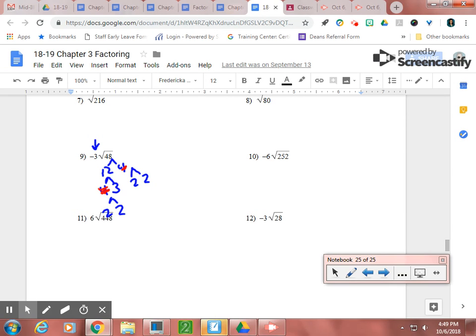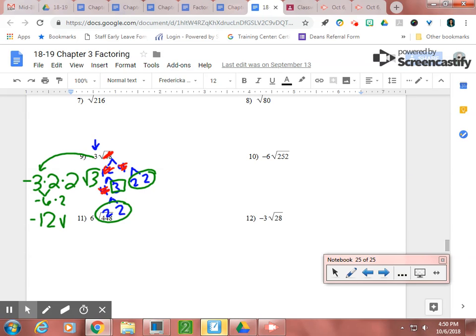But I'm going to get rid of the stuff I branched off of, which is here. So outside I have that negative 3 that's already sitting there. Then I have a couple of 2s, another couple of 2s, and a single 3. So now I'm just multiplying those together, and this is going to give me negative 6 times 2, so that's negative 12 square root 3.